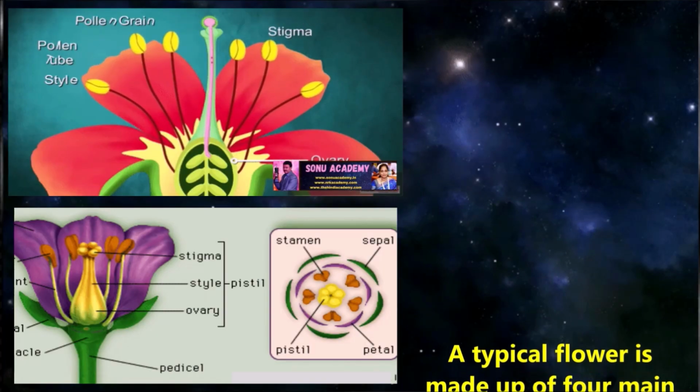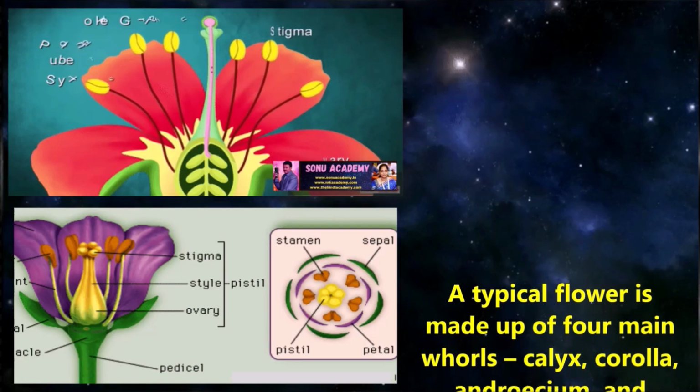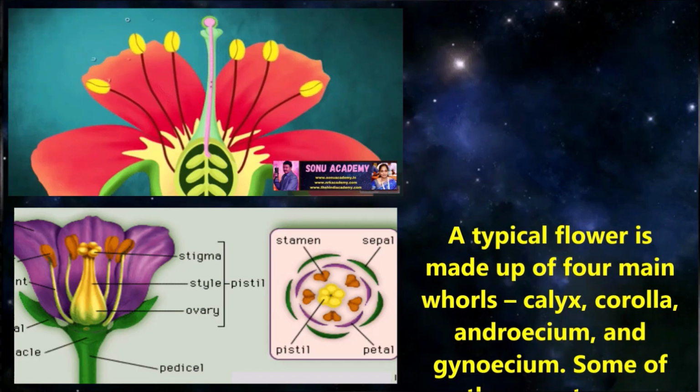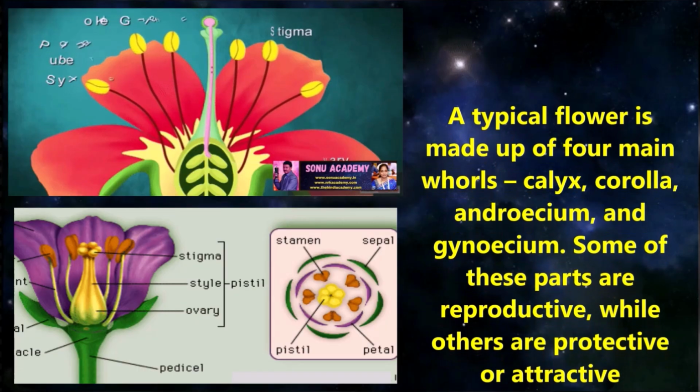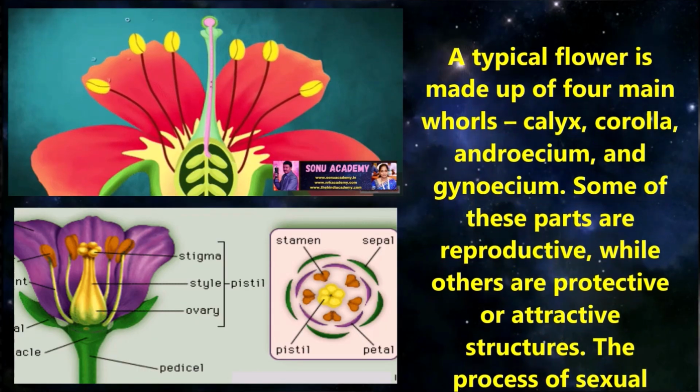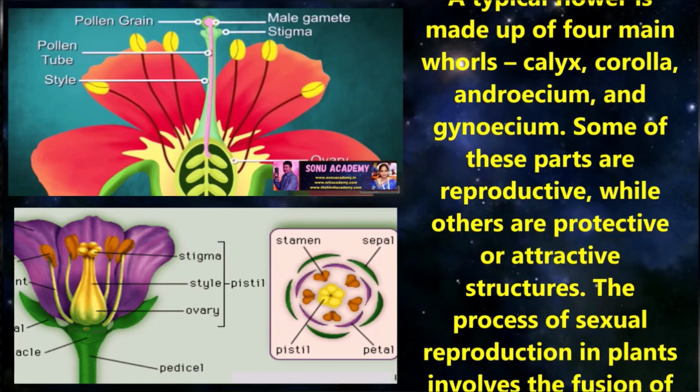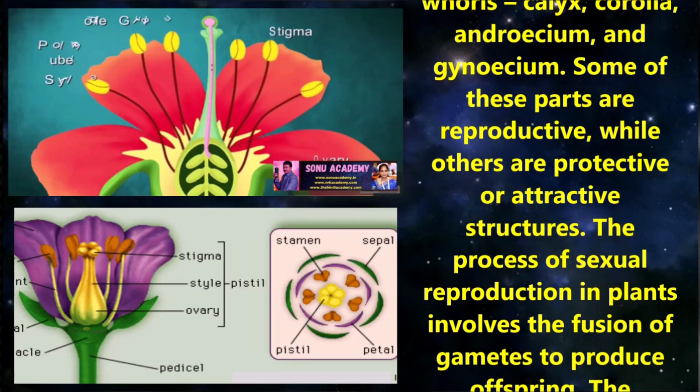Children, now let us discuss the parts of a flower. A typical flower is made up of four main whorls, that is calyx, corolla, androecium and gynoecium. Some of these parts are reproductive while others are protective or attractive structures.